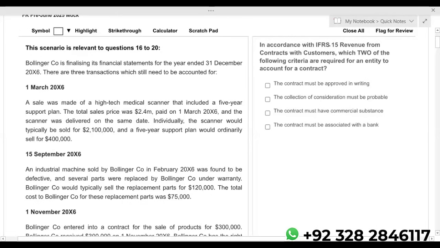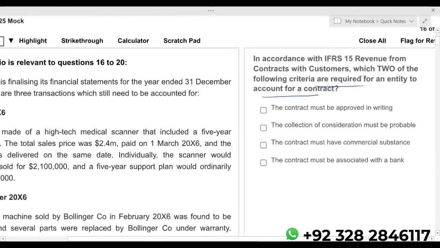In accordance with IFRS 15, revenue from contracts with customer, that's one of my favorites. So in accordance with IFRS 15, which two of the following criteria are required for an entity to account for a contract? Let's see. In accordance with IFRS 15, which two of the following criteria are required for an entity to account for a contract?